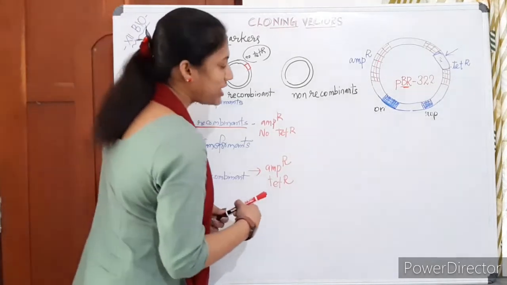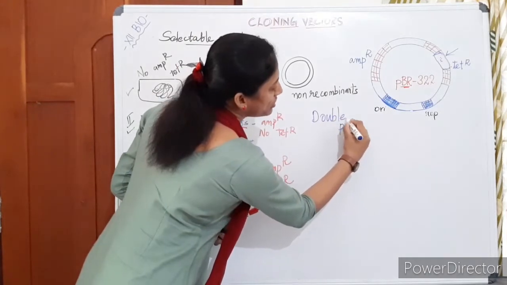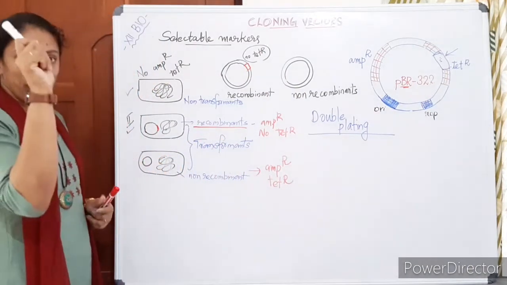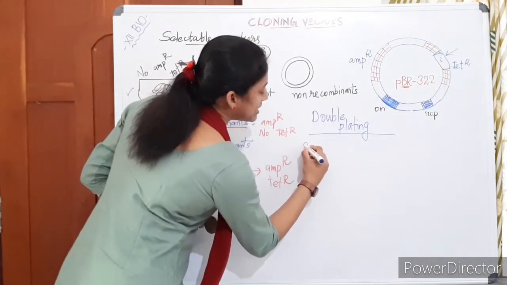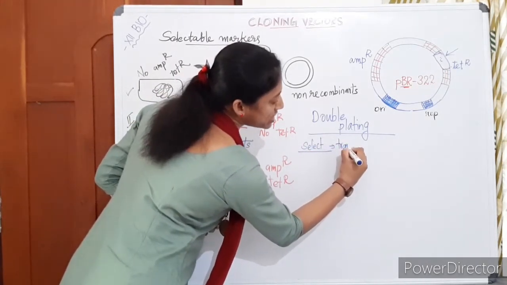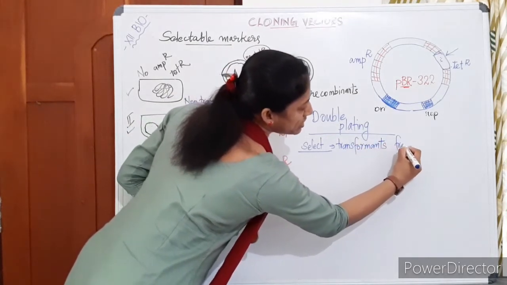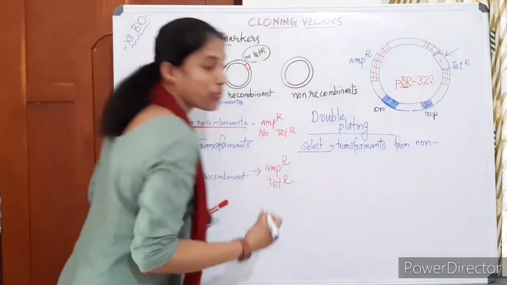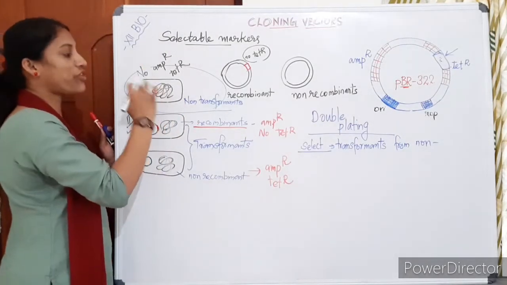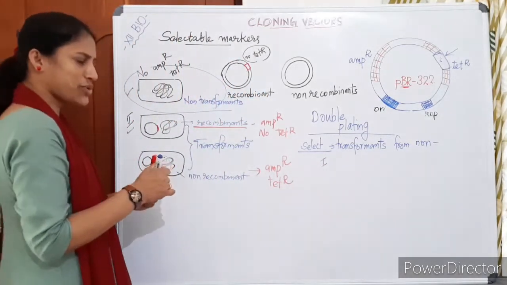It requires double plating. Okay? Listen carefully here. This requires double plating. First step, we can select. So this I used as selectable markers. We can select transformants from non-transformants. These transformants we can select from non-transformants by plating them. It's called bacterial culture plating, growth.